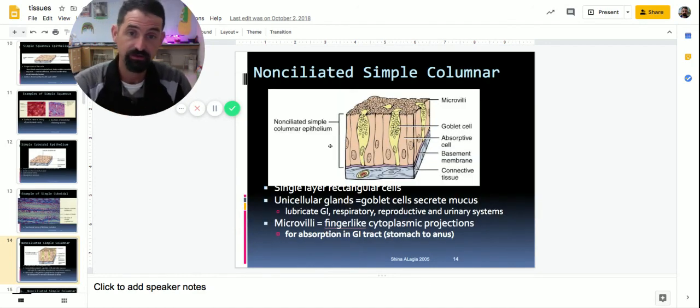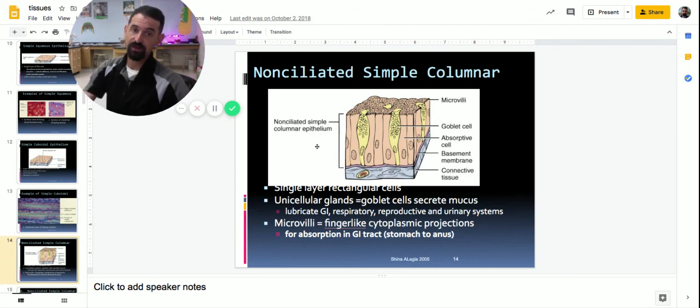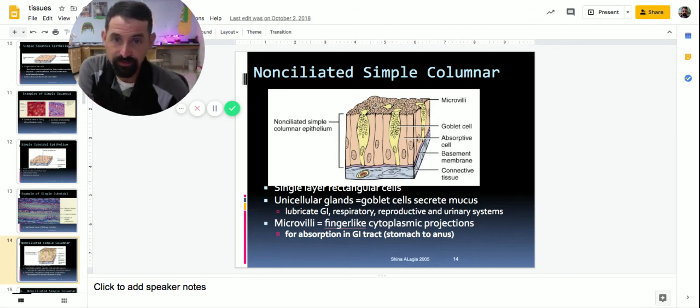Non-ciliated simple columnar is where you've got columns, and you've got microvilli on the top. Remember that microvilli were projections of the cell that increased surface area.